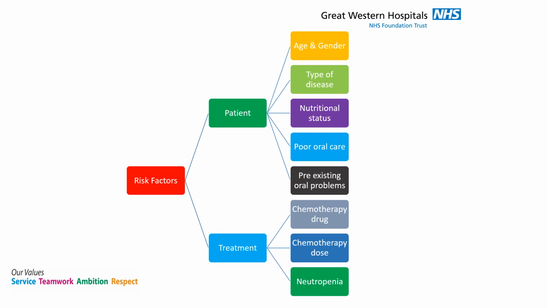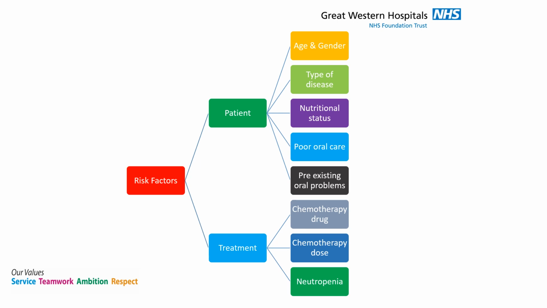So, risk factors for developing mucositis. There are a couple of things. If we just start with the patient, we know that age and gender can impact on those that are more at risk of mucositis. Often, again, females and those of an older population. Type of disease, that will determine the type of treatment that patients have. What their initial nutritional status is. If they've got poor nutrition anyway, then they're more at risk of developing mucositis. If they've got poor oral hygiene or oral care or pre-existing oral problems, that will also increase their risk of developing mucositis.